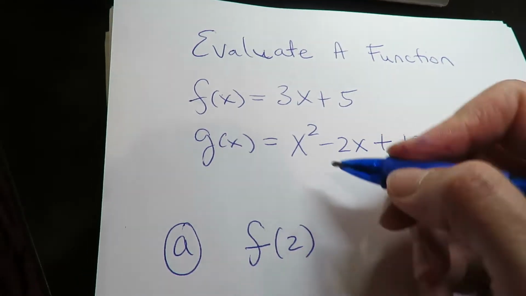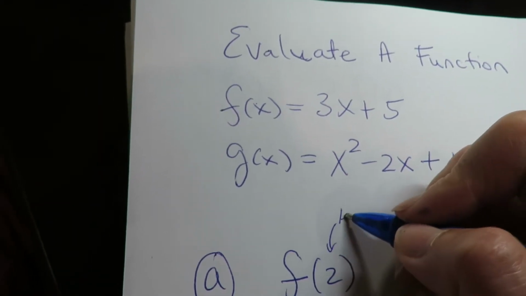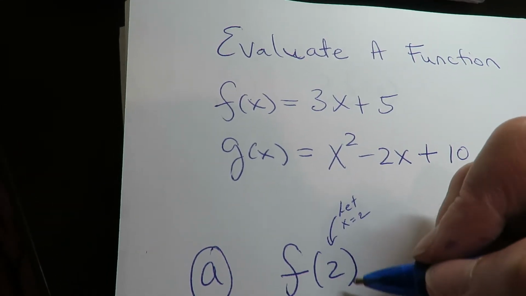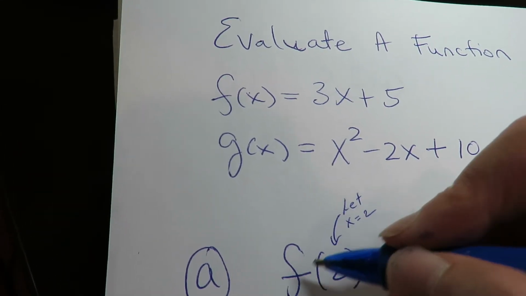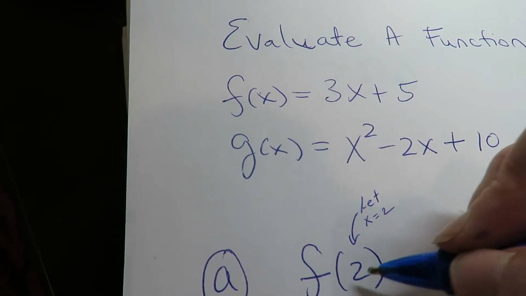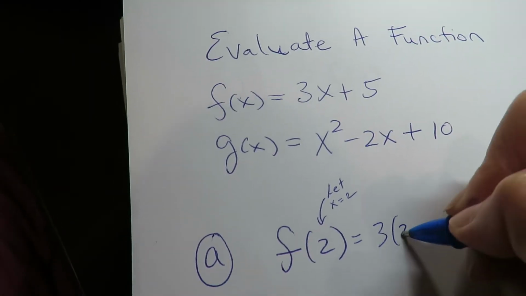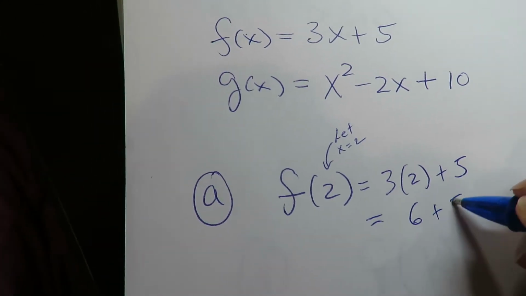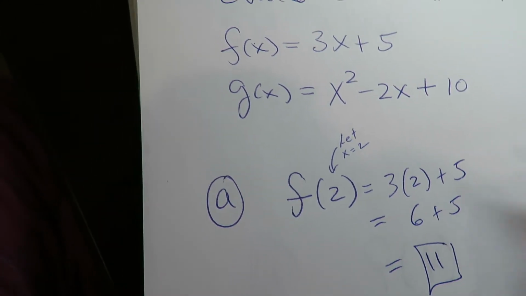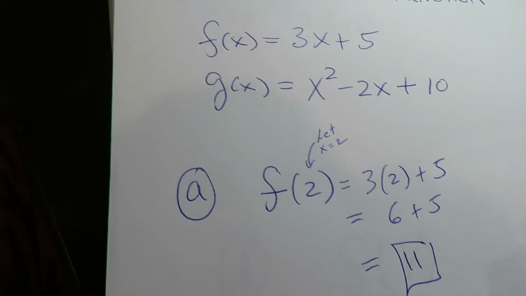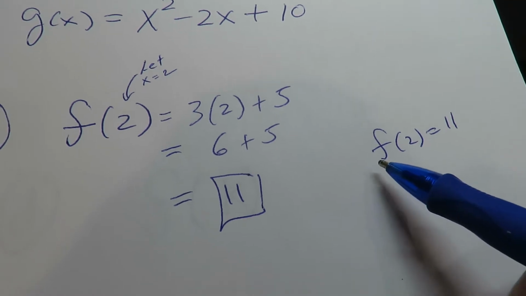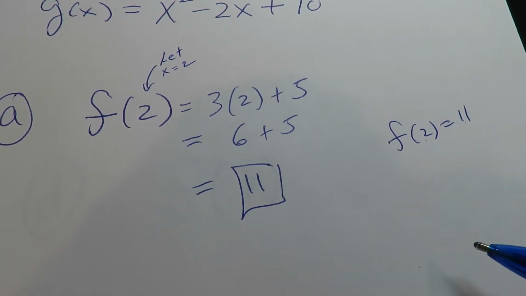the f, and in the f function let x equal 2. I know this notation looks terribly weird, but that is what it's saying. Use the f function, in the f function let x be 2. So that's what I'm going to do. So therefore f of 2 is 11. f of 2 is 11. That's shorthand. That's the function I used, that's what I put in, that's what I got out.